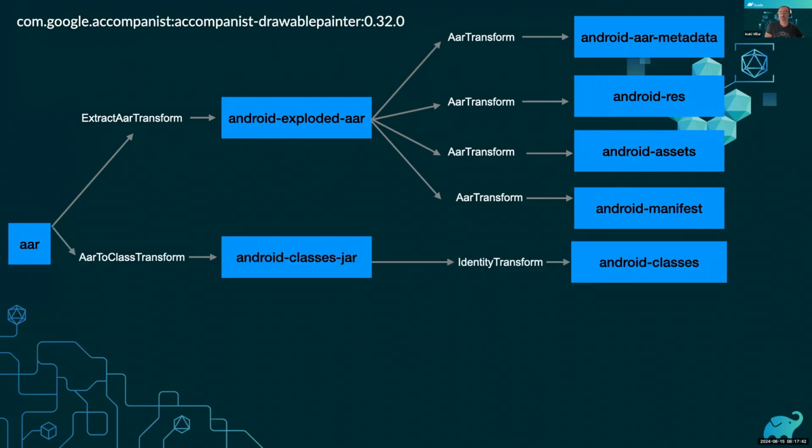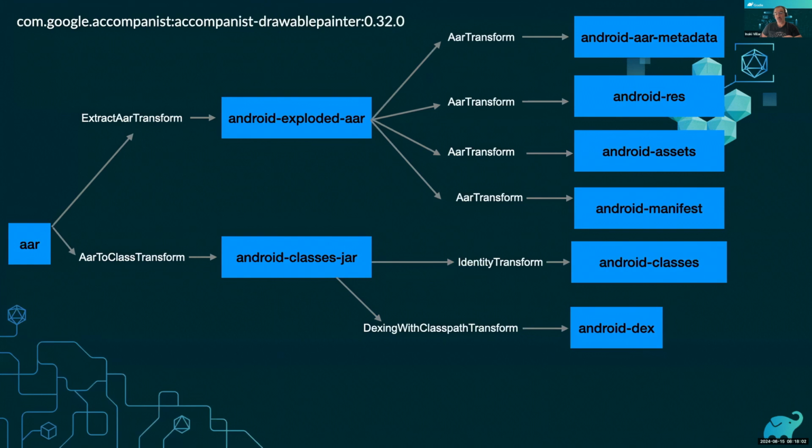Okay, the initial input, the dependency with the attribute AAR, can execute other transforms in parallel as well. Like here, where we are seeing AarToClassTransform, converting AAR to Android classes. And from the Android classes jar output, we observe that there is a transform executed with the type DexingWithClasspathTransform. This transform will generate an output with the type Android dex. And Android dex, as Nelson mentioned before as well, is something that we are more familiar with in the Android world. So it's closer to our knowledge in terms of the Android build.